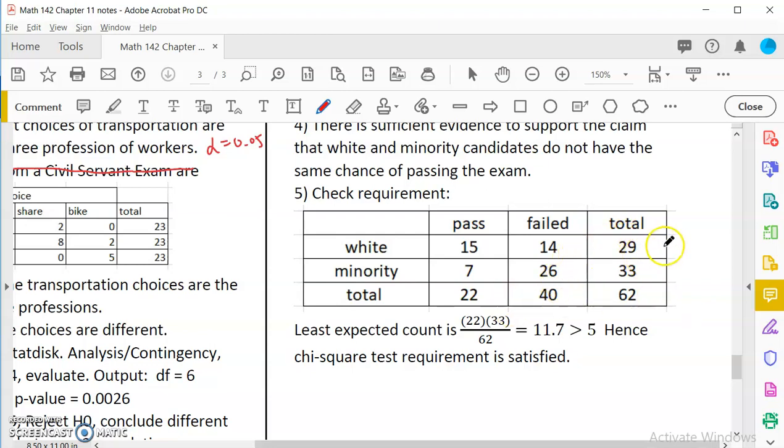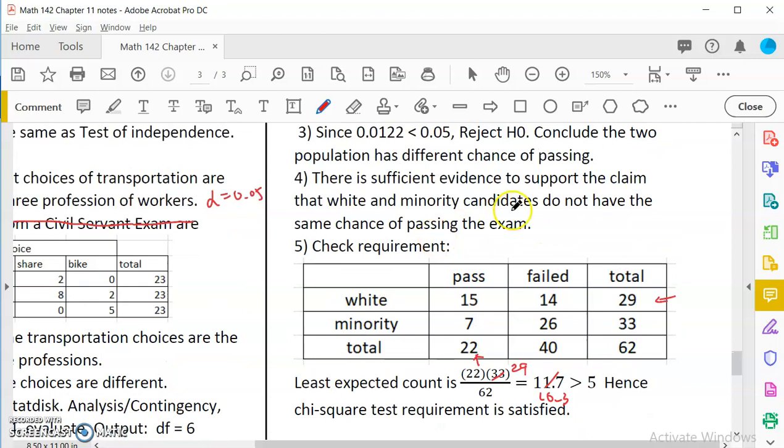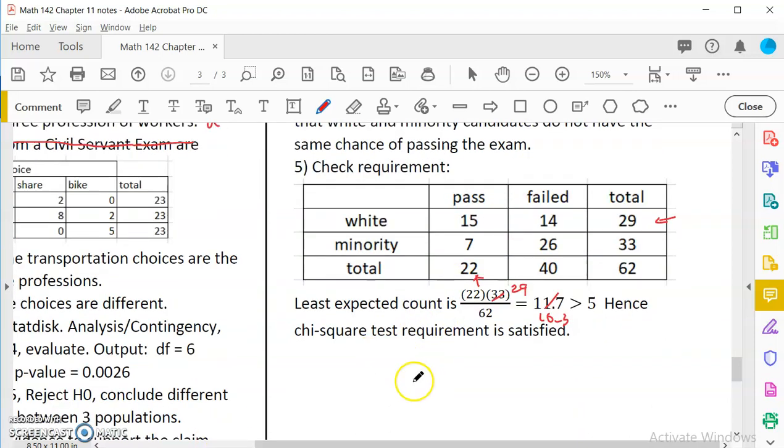So we look at the total. So this is the smallest row total. This is the smallest. Oh yeah, I should not use 33. I should do 29, right? So 22 times 29 over 62. So you just calculate the minimum row total times 29 divided by 62. So it should be 10.3. It's still greater than 5. This is 10.3. I'll change the note. So the test requirement is satisfied. And you would say because they are different, this shows that the test is discriminatory. Okay, so that's the end of chapter 11.